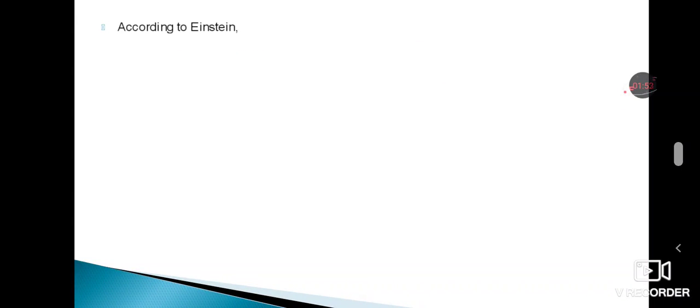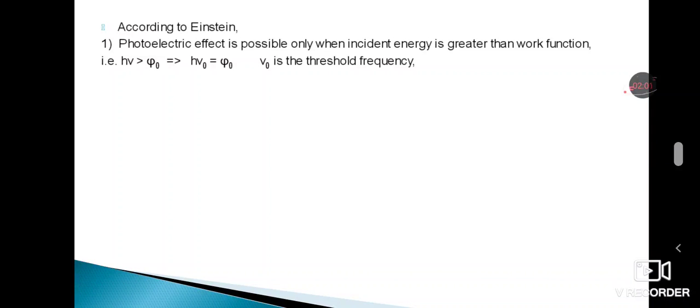Based on this equation, and according to Einstein's theory, let us see what laws are given by Einstein. The first one: the photoelectric effect is possible when incident energy is greater than the work function, which is the same as the law of the photoelectric effect from the wave nature. That is, the minimum frequency required to eject the electron is the threshold frequency. The same law here: the photoelectric effect is possible only when incident energy is greater than the work function.